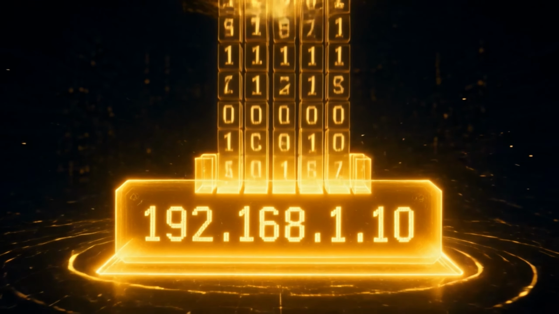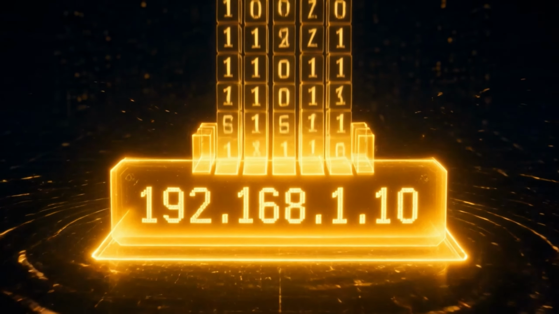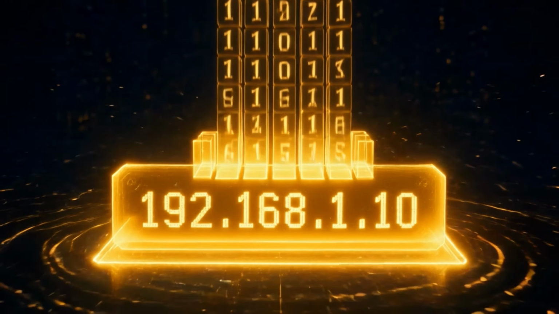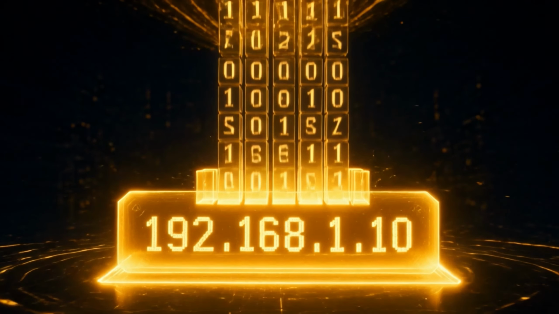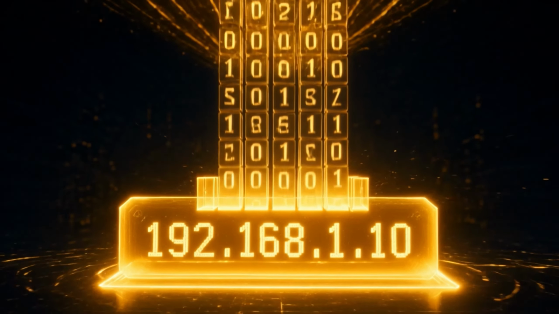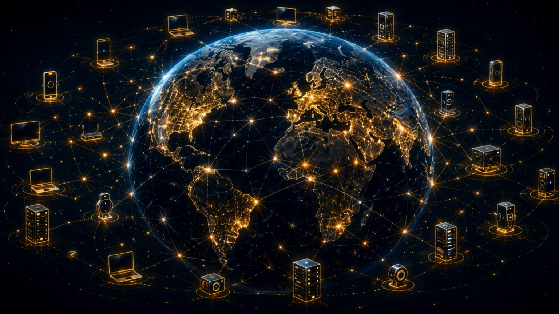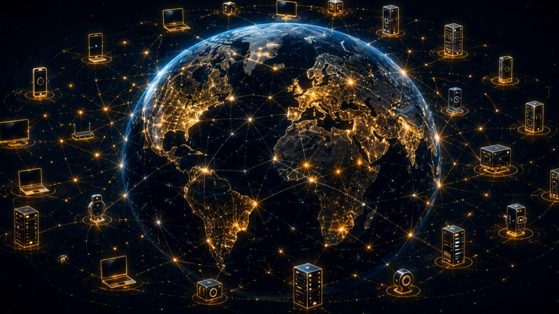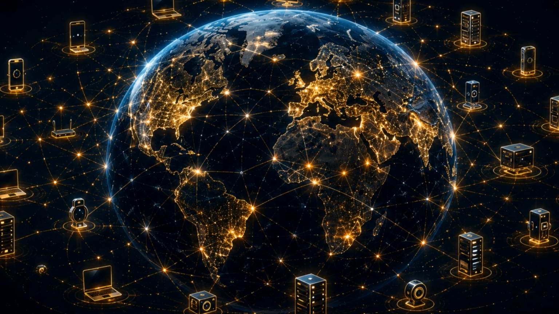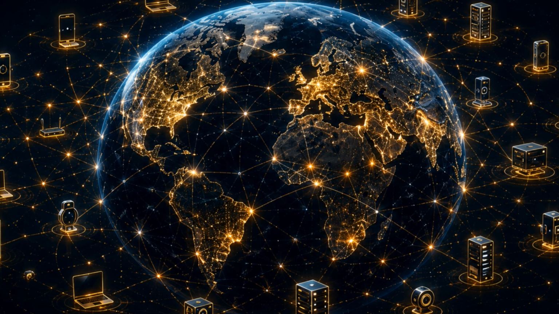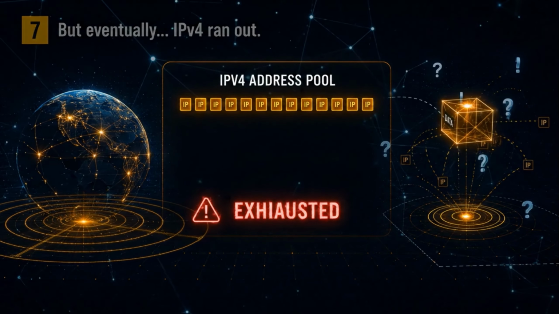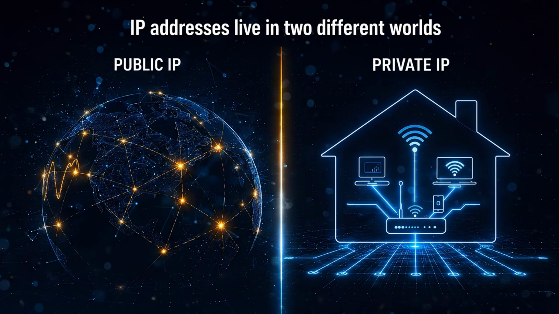IPv4 is made of 4 numbers called octets. Each number ranges from 0 to 255. For example, 192.168.1.10. Behind the scenes, that's a 32-bit address that gives us about 4.3 billion unique addresses. Years ago, that sounded like more than enough. But today, billions of phones, laptops, servers, smart TVs, and IoT devices all need addresses. Eventually, IPv4 ran out. Now, IP addresses live in two different worlds: public and private.